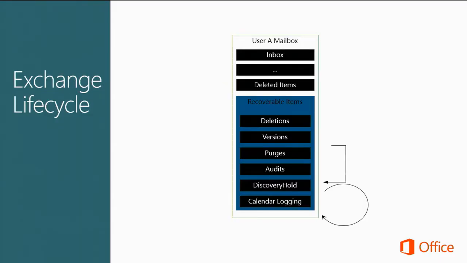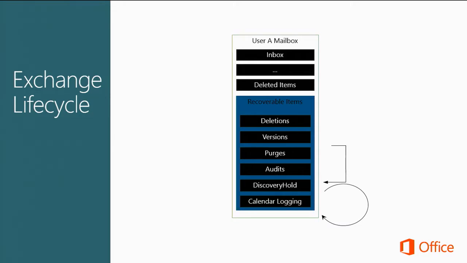So this is the Exchange lifecycle, right? Content comes into the mailbox. The user can go and delete the item. And then if he's sneaky and maybe doing something he shouldn't be, he knows that he should go to empty the recoverable items folder too, right? And now that stuff's gone. He can't see it in his mailbox at all.